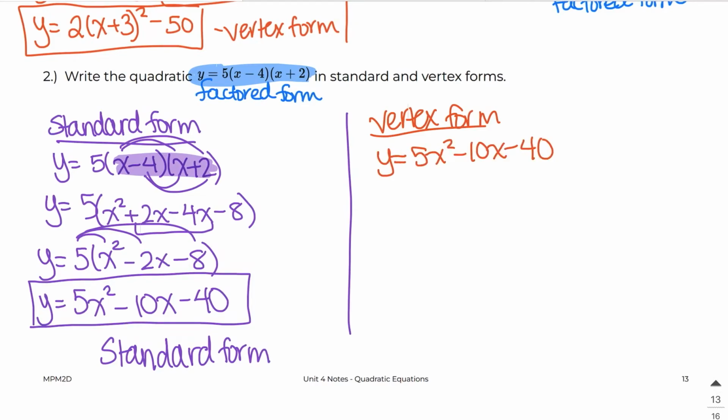Don't forget, the first thing that we need to do is factor out this 5 from the x squared and the minus 10x term. So when I factor out that 5, I get x squared minus 2x. I'm going to leave a little bit of space. I'm going to write the minus 40 at the end.